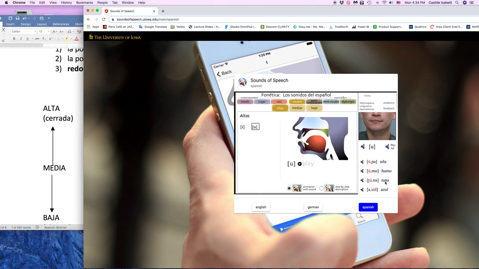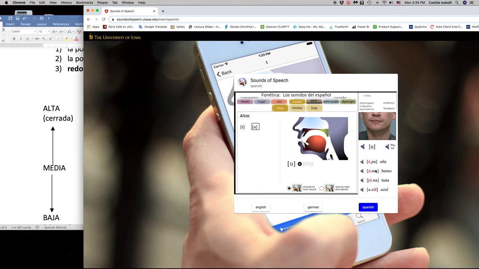Tuna, in order to say it correctly, or humo or azul, you really need to round those lips. Otherwise, it will sound uña, humo, tuna, azul. Now, I know I'm exaggerating the American accent, but again, round those lips.